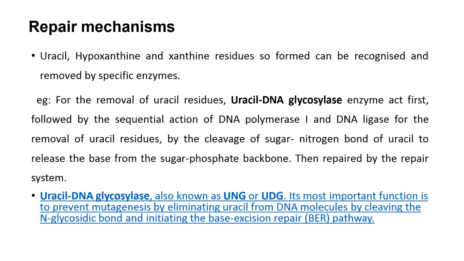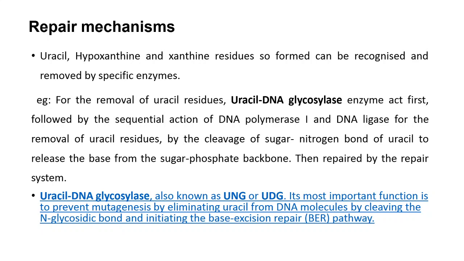And we can see repair mechanisms as in the case of physical mutagenesis. In chemical mutagenesis also, we can see some repair mechanism going on in all the organisms. For example, the uracil, hypoxanthine and xanthine residues formed can be recognized and removed by specific enzymes.